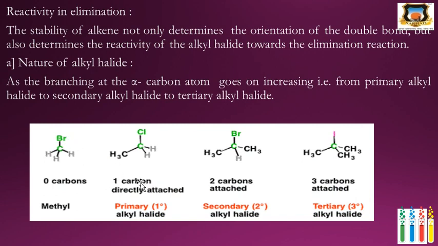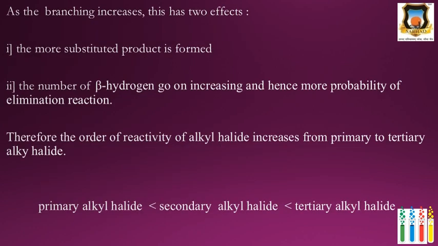Here this alkyl halide is primary alkyl halide because chlorine is attached to a carbon that is only attached to one carbon atom. Here bromine is attached to the second carbon, which is attached to two other carbon atoms. Here iodine is attached to this tertiary carbon. Then here primary alkyl halide, secondary alkyl halide, and tertiary alkyl halide. Therefore, tertiary alkyl halides are more reactive towards elimination than secondary and primary.